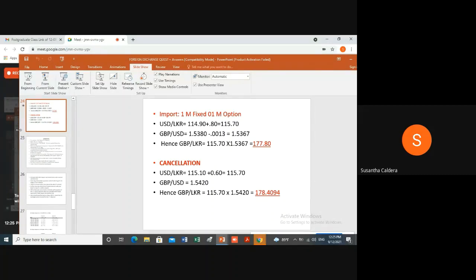If it is a discount and we adjust the 1 month, then it will be much lesser than the spot. So we select the best rate, the most profitable rate to the bank, that is the spot selling rate. 178.4094. Okay? Right.